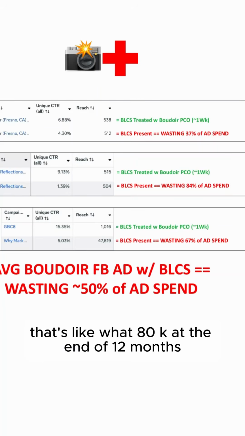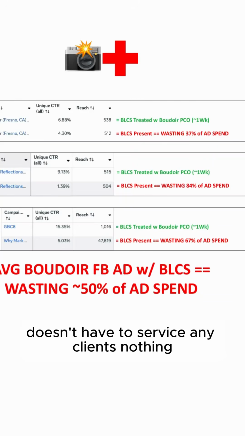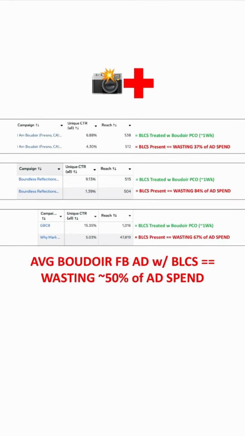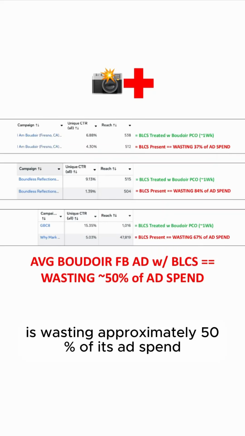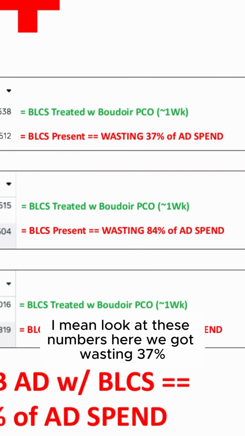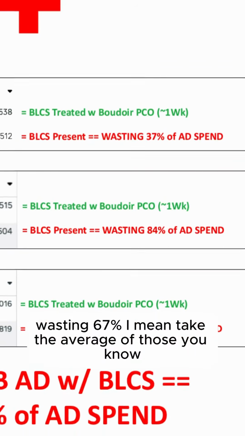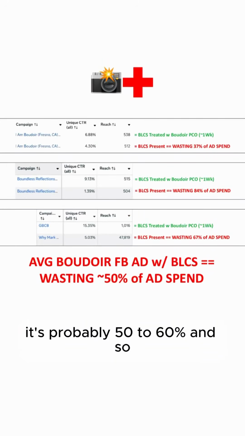That's like what, 80K at the end of 12 months? He doesn't have to service any clients, nothing, just extra profit back in his pocket. So the average boudoir Facebook ad with BLCS is wasting approximately 50% of its ad spend. I mean, look at these numbers here. We got wasting 37%, wasting 84%, wasting 67%. I mean, take the average of those. It's probably 50 to 60%.